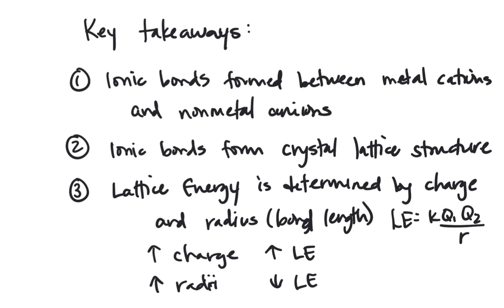If you increase the radius or the distance between the bond due to adding additional energy levels, and you have an increased size in the ion, then you're going to decrease the lattice energy.